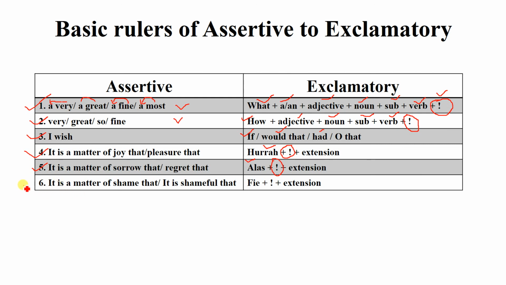And the last one: "it's a matter of shame that" or "it's shameful that." Instead of it, you have to use "fie." After "fie," you have to use a note of exclamation and then the rest of the sentence.